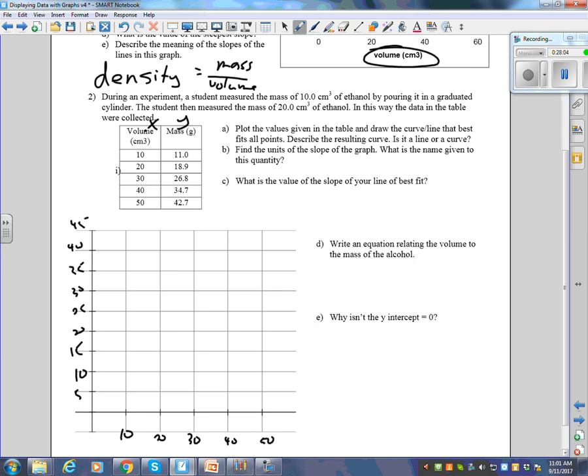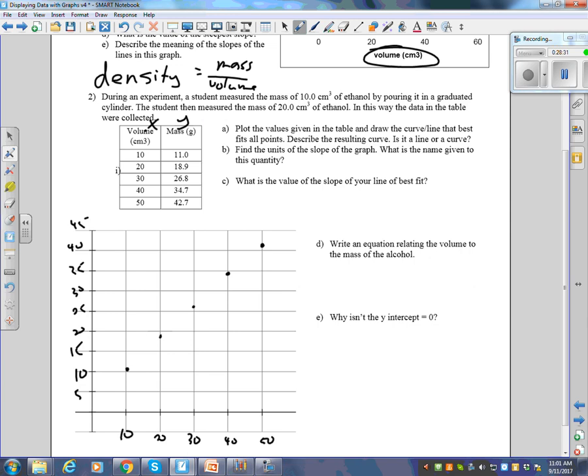Okay, so 10 and 11 is going to be about there. Hang on, I got to do this. 20 and 18.9 is going to be about there. 30 and 26.8, say roughly there. 40 and 34.7 is almost right there, and 50 and 42.7, so about there. It's pretty much a straight line.